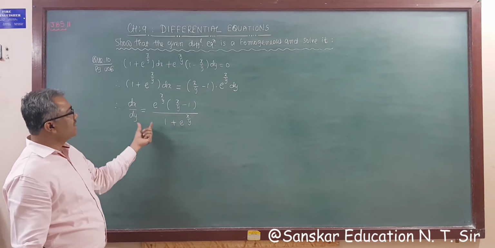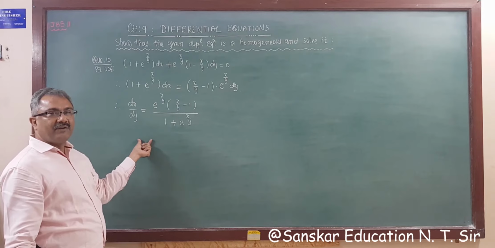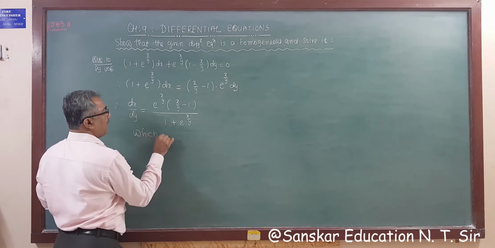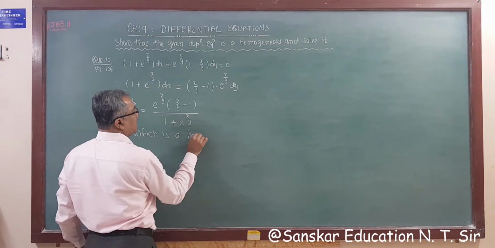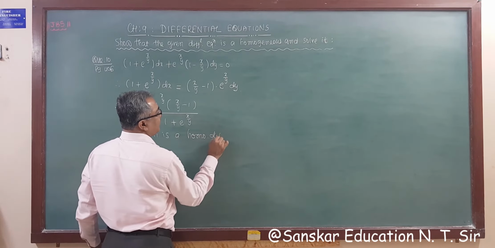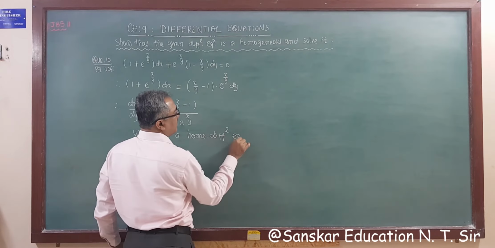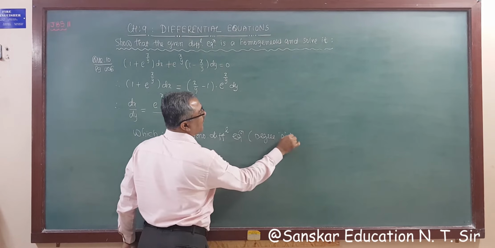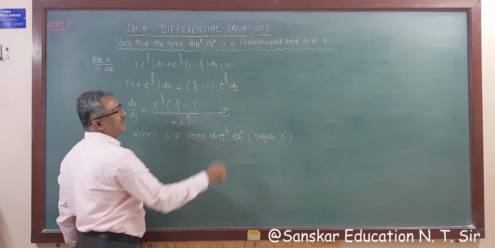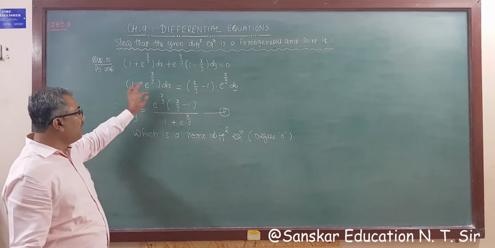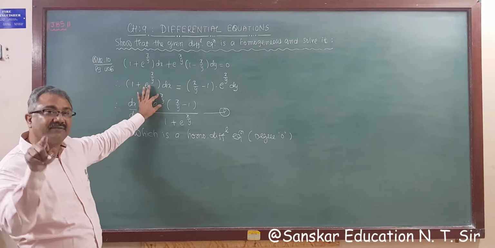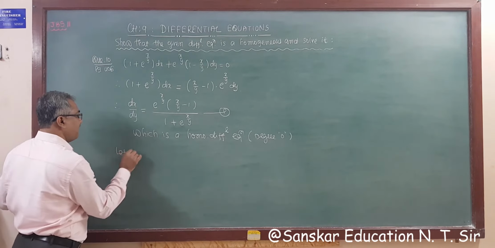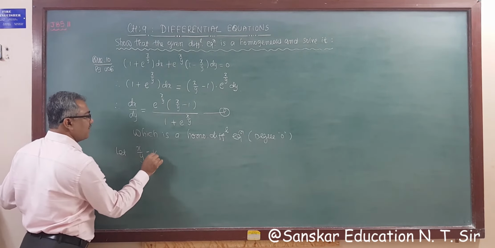right? Which is a homogeneous differential equation with degree 0, right? Say reason number 1. So now what do we have to assume? We have to assume x by y as v, not y by x. Okay? Remember this thing. So let x by y be equal to v.